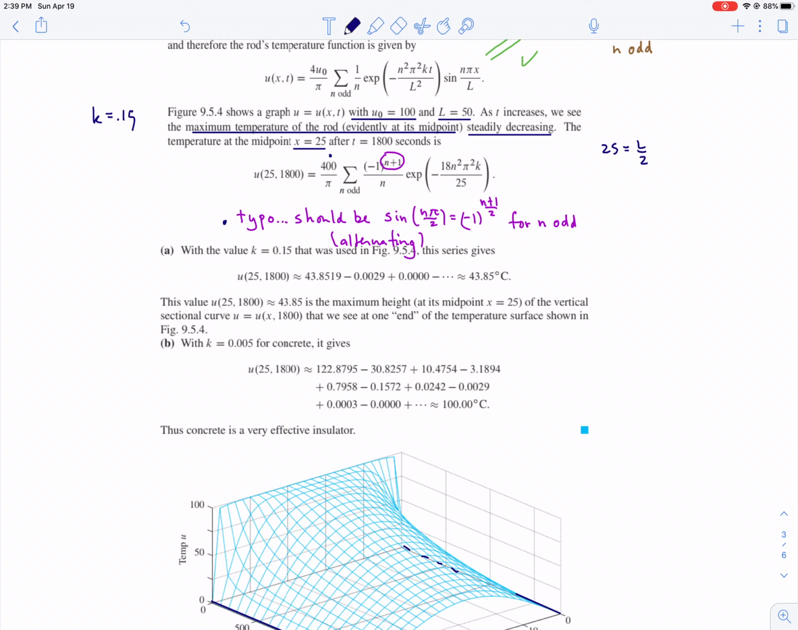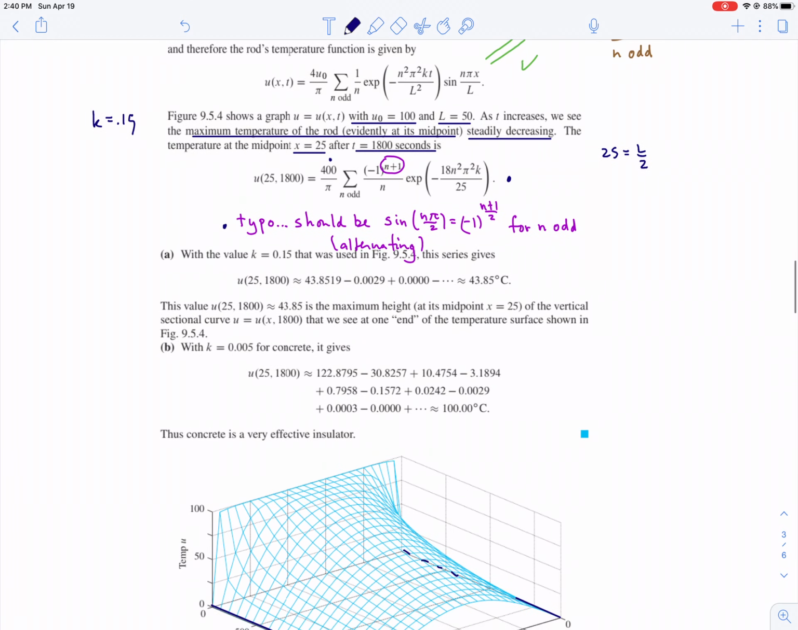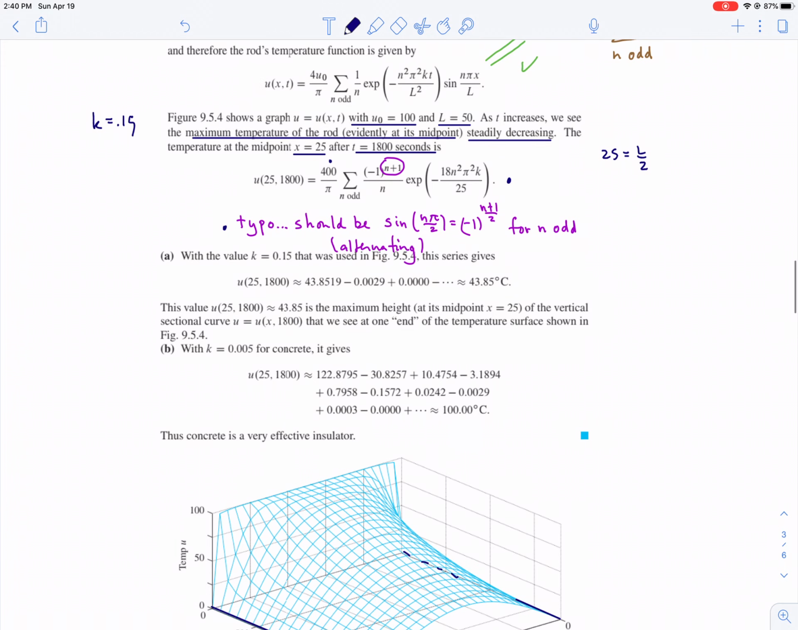And, oh, yeah, okay, so t is 1800 seconds. And anyway, that's related to the L squared, which is 50 squared. And this turns out to be right. Okay, so now they're doing it for iron. And we were supposed to estimate the temperature after 1800 seconds, which is 30 minutes.